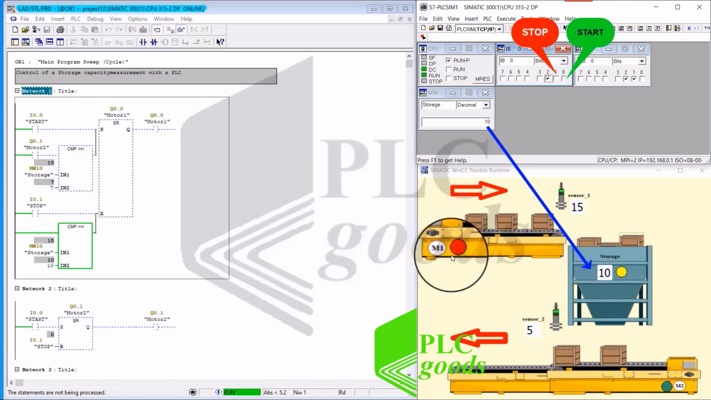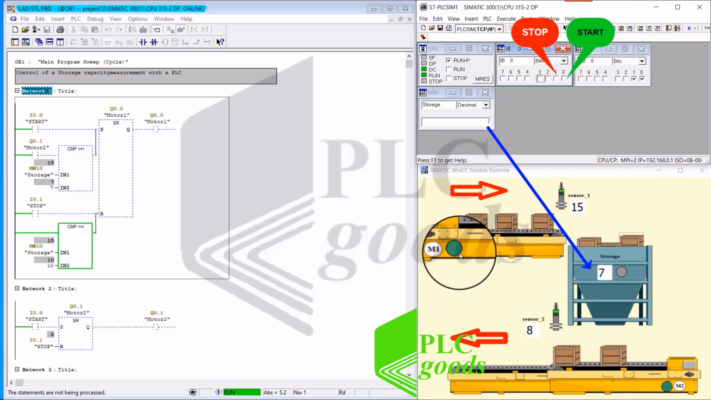I cannot input any more boxes to the storage area unless I take some boxes out of it by activating the second sensor, to cause the total number of boxes in the storage area to get to 7.